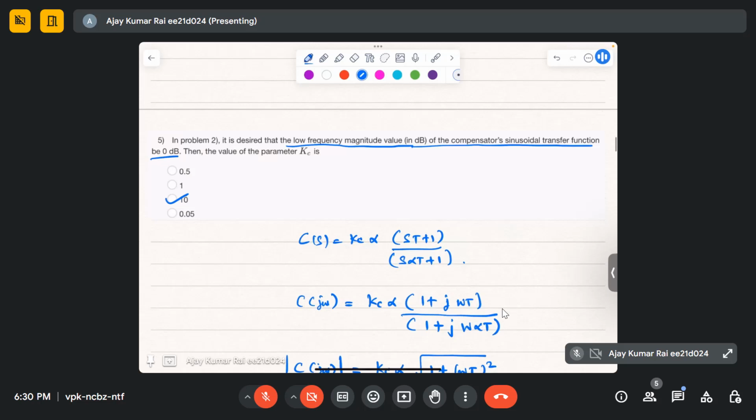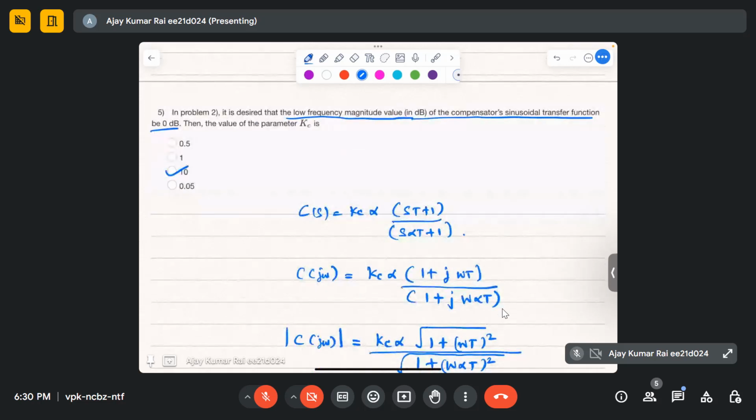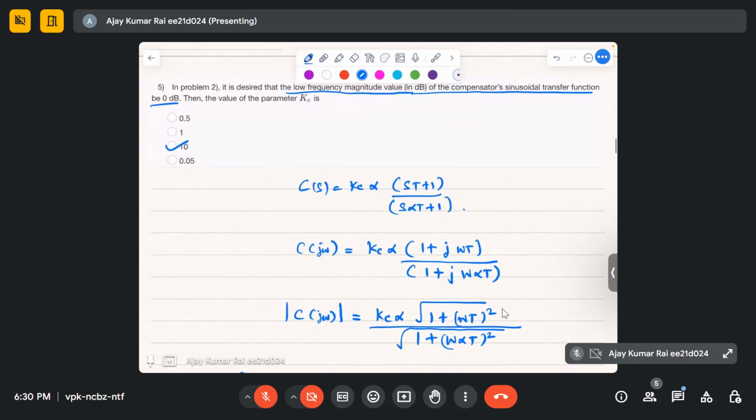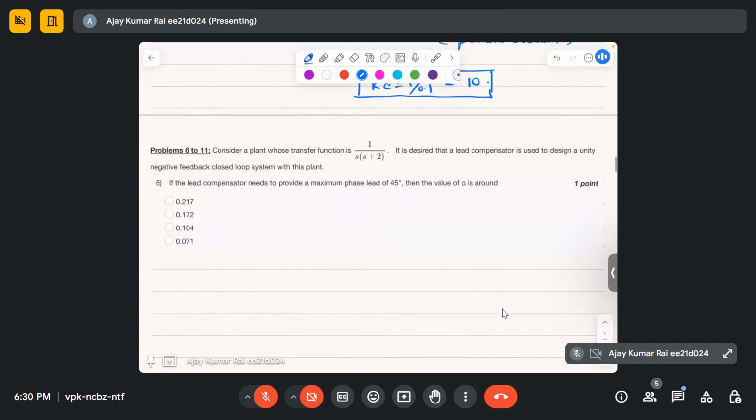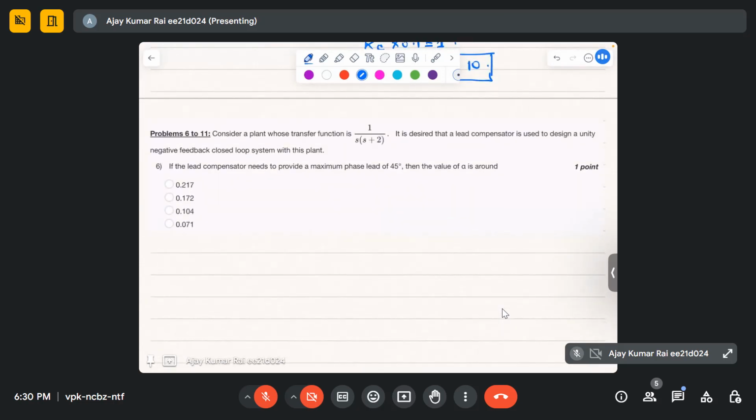Okay, so any doubt in this question? Okay, we'll go to the next question. So from problem 6 to 11, consider a plant whose transfer function is this. P(s) is a type 1 transfer function, right? Because it has one pole at origin. It is desired that a lead compensator is used to design a unity negative feedback closed loop system with this plant. So we'll be using a lead compensator as C(s).